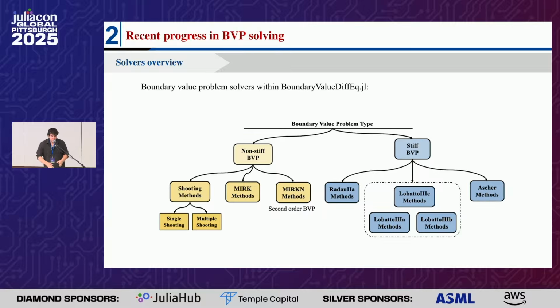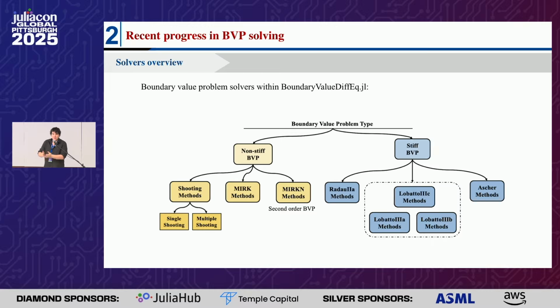Yeah, so what kind of boundary problems can we handle? You can basically split it into two portions: non-stiff boundary value problems and stiff boundary value problems. In the non-stiff section, you have all of your shooting methods. And you might go, okay, so first of all, what is a shooting method? I'll tell you in a second.